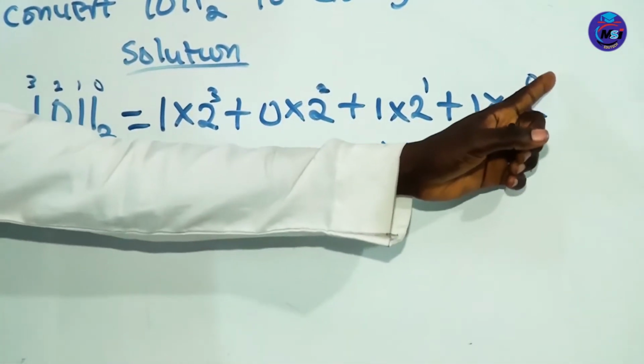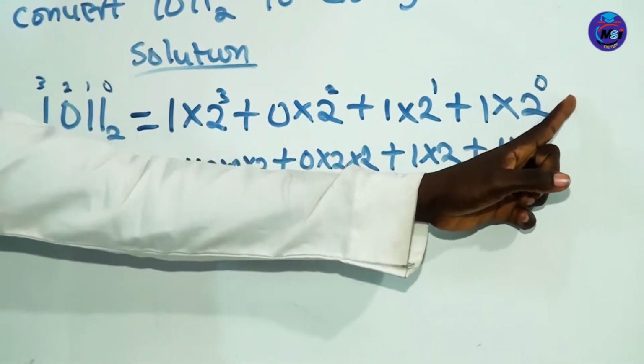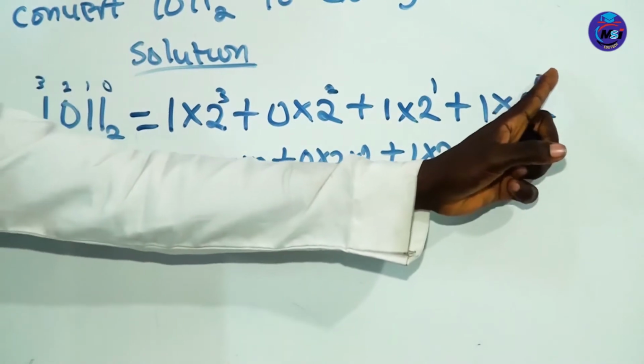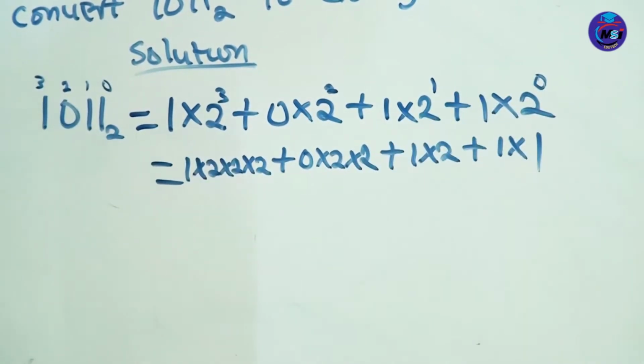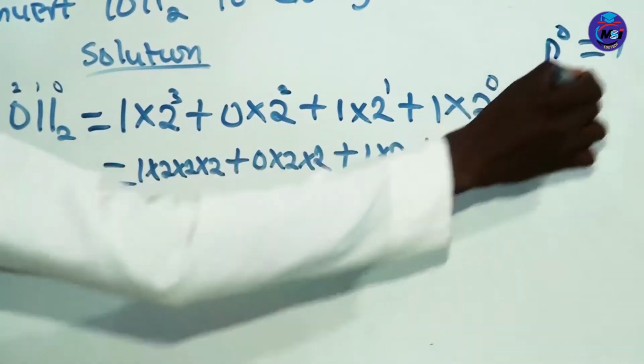Because this is power of 0. Any number or letter that you see with 0 as the power will be equal to 1, just like n raised to power 0 equals 1.